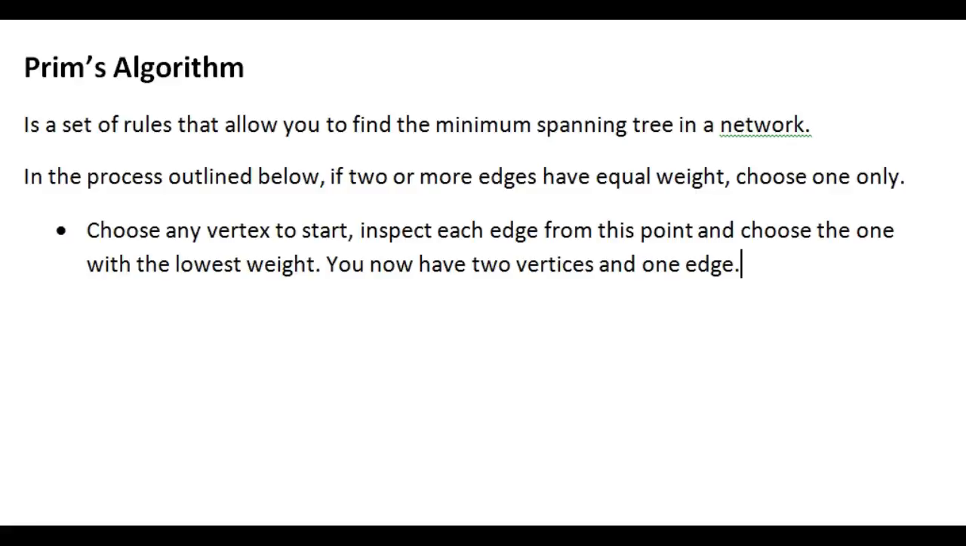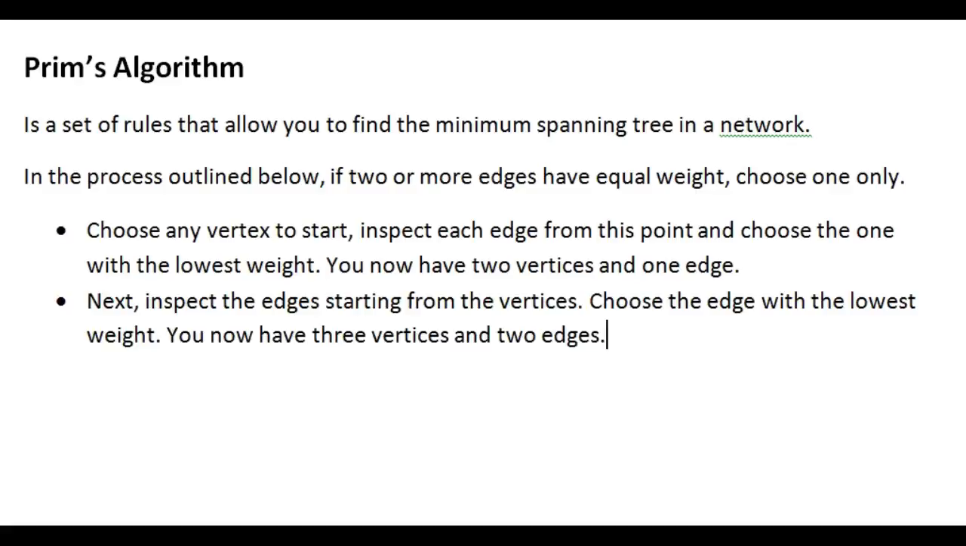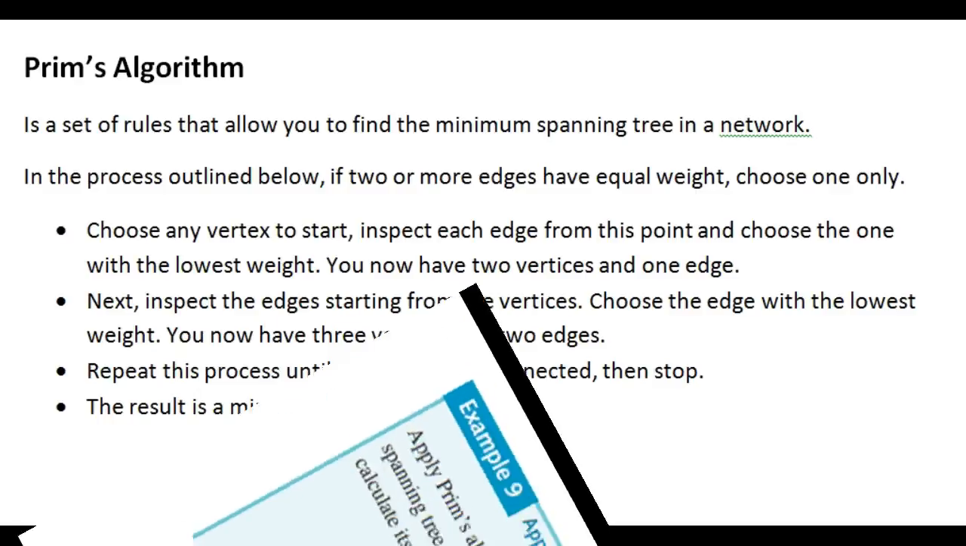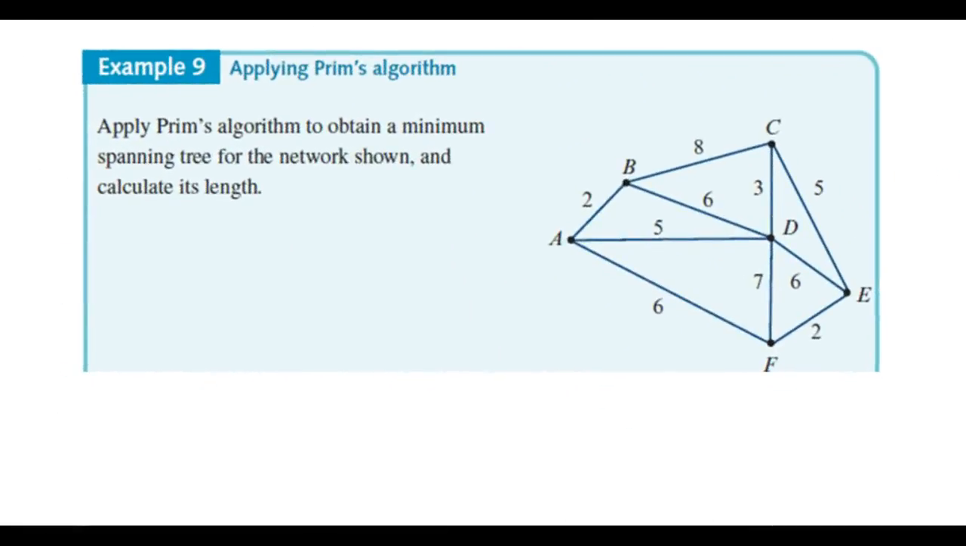You now have two vertices and one edge. Next, inspect the edges starting from the vertices you've got so far. Choose the edge with the lowest weight. You now have three vertices and two edges. Repeat this process until all the vertices are connected, then stop. You have now found a minimum spanning tree for the network. Let's have a look at an example from your textbook.